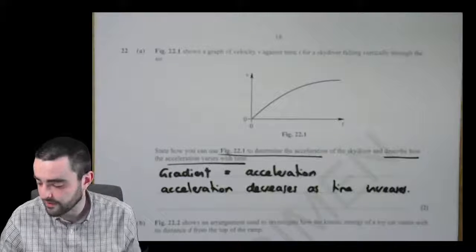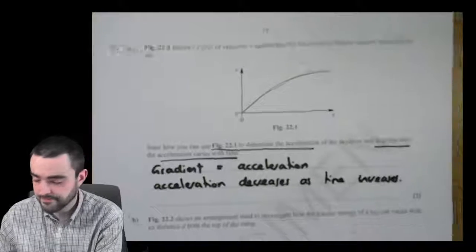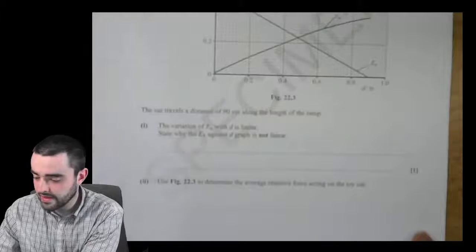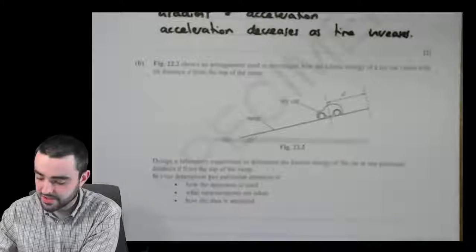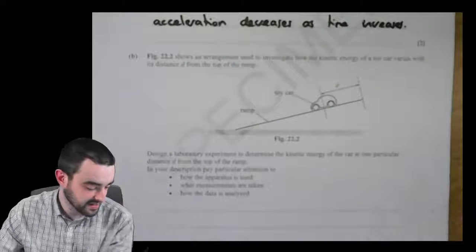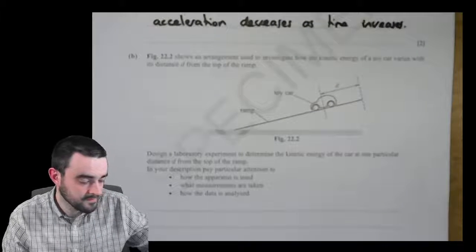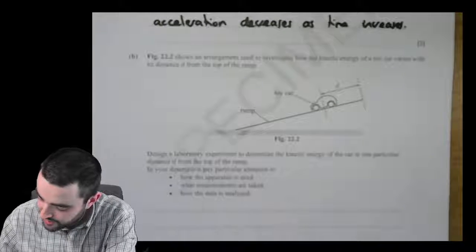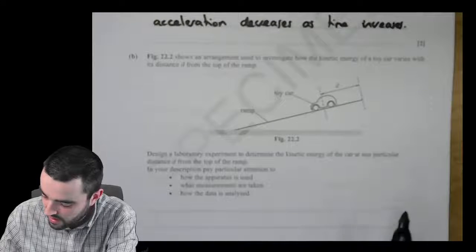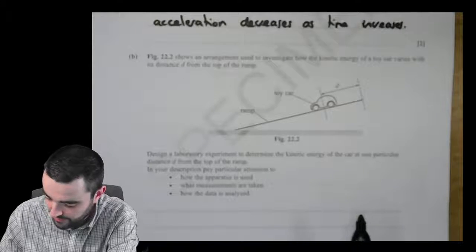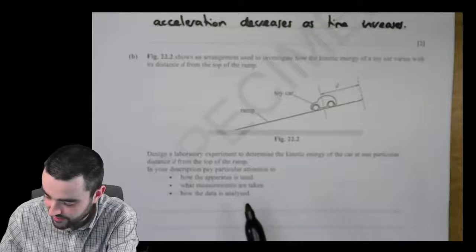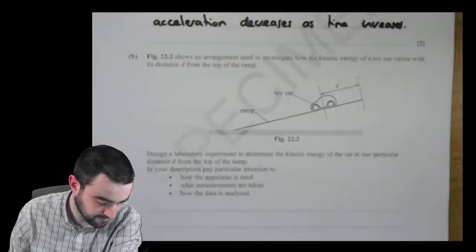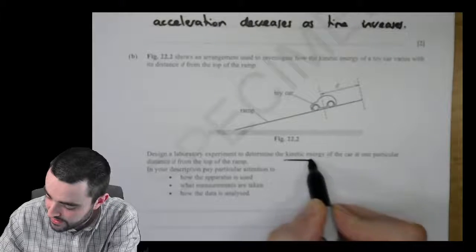Nice and straightforward. Okay. Now, everyone's favourite questions, the longer questions where we're trying to describe an experiment. So, design a laboratory experiment to determine the kinetic energy of the car at one particular distance from the top of the ramp. In your description, pay particular attention to how the apparatus is used, what measurements are taken, and how the data is analysed. So, we're trying to find kinetic energy.